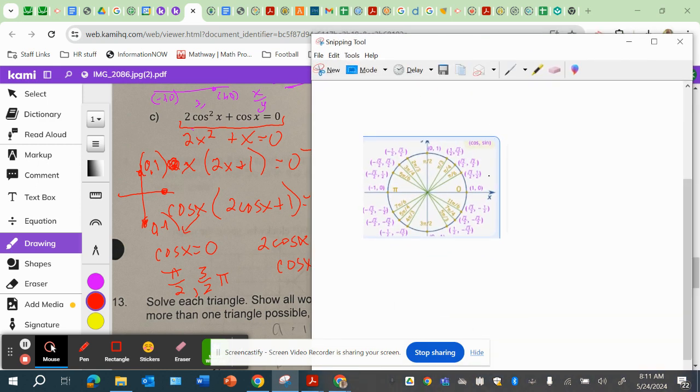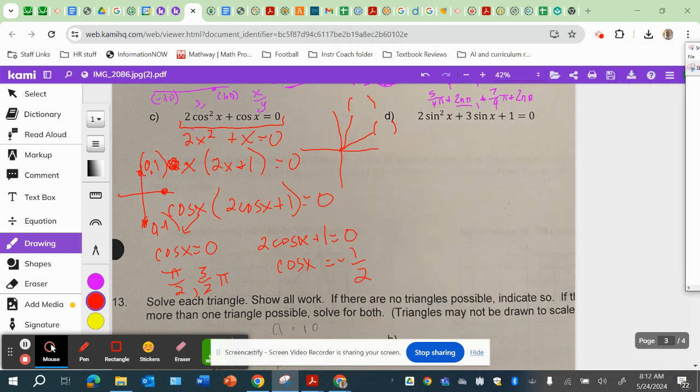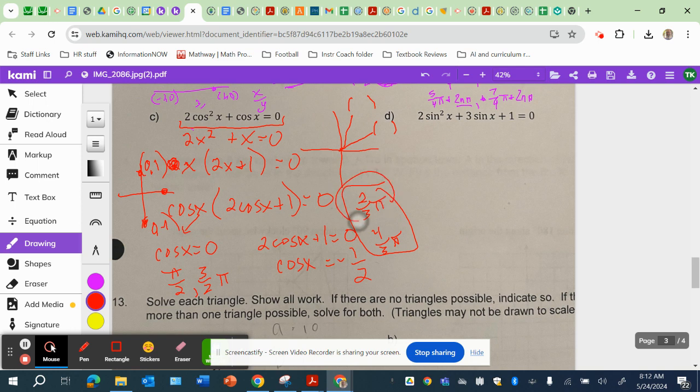So on the unit circle, the x-coordinate is negative 1/2 at 2/3 pi, and the x-coordinate is negative 1/2 at 4/3 pi. And then those would repeat again. They repeat every 2 pi. So that goes every 2 pi, repeats, that goes. So sometimes you write it plus 2n pi.